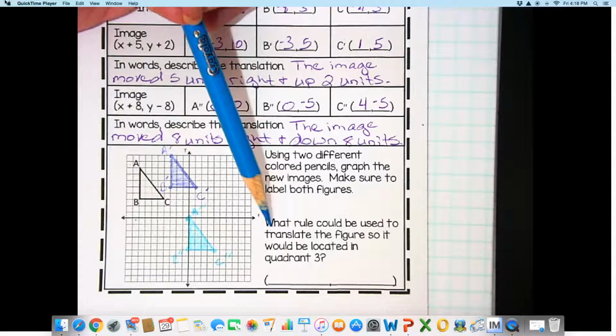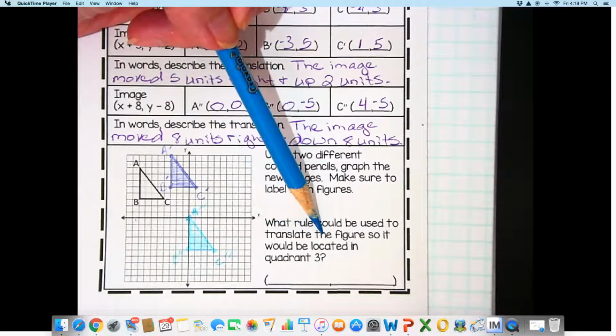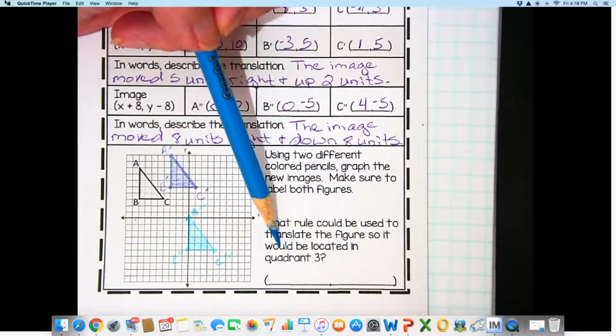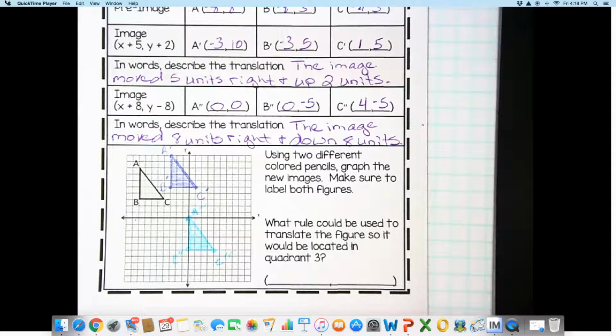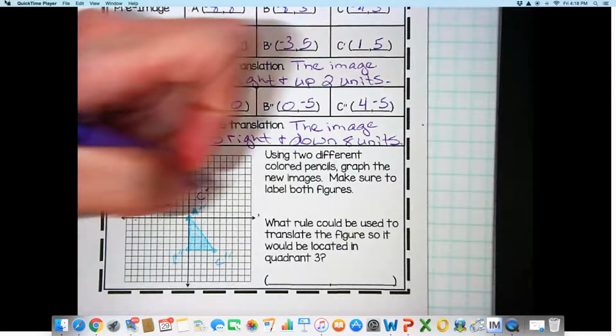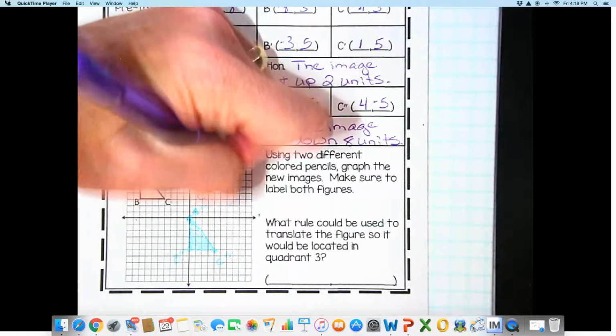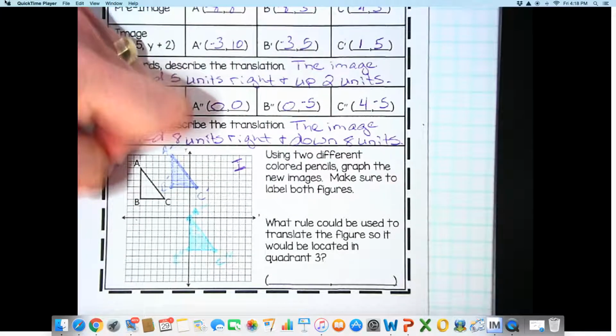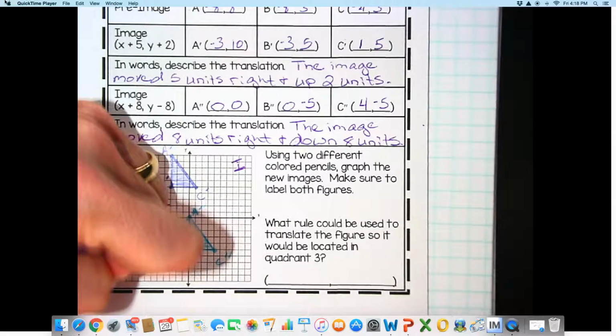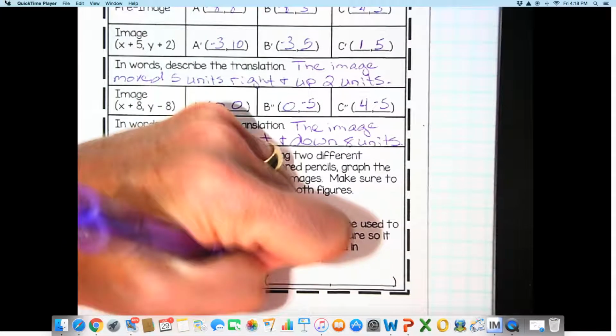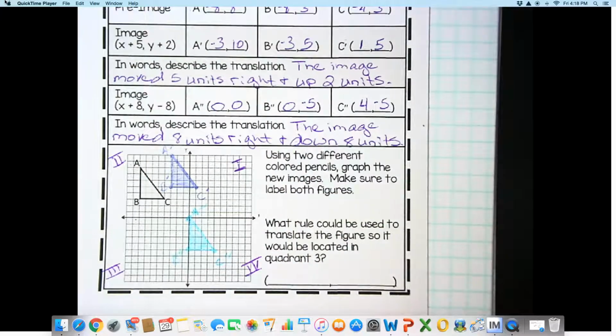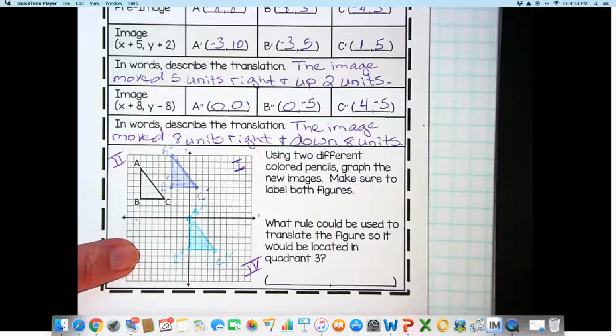So it says, what rule could be used to translate the figures so it would be located in quadrant 3? Okay, so let's think. If we remember correctly, this is quadrant 1, this is quadrant 2, this is quadrant 3, and this is quadrant 4. It says, what rule could be used to translate it down to quadrant 3? I want the whole thing to come down here. Well, really, all I need to do is slide this straight down, don't I? Yeah, that's all I have to do.